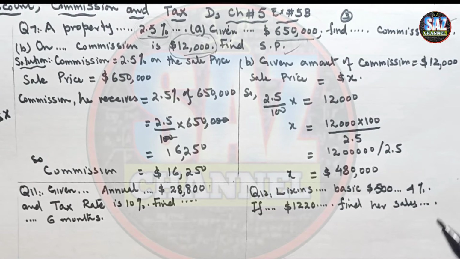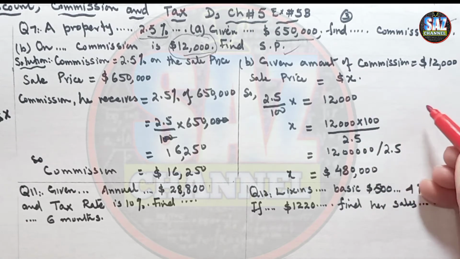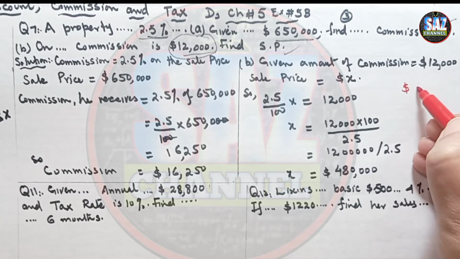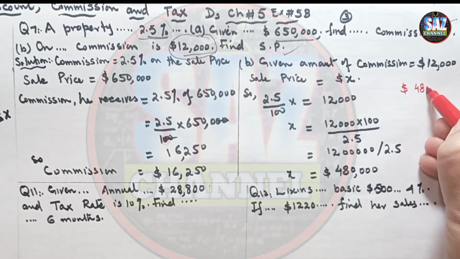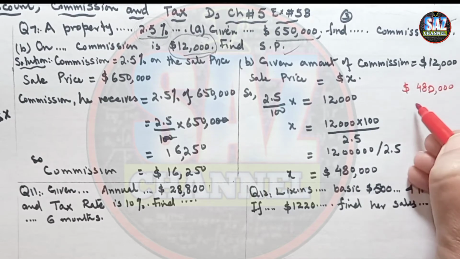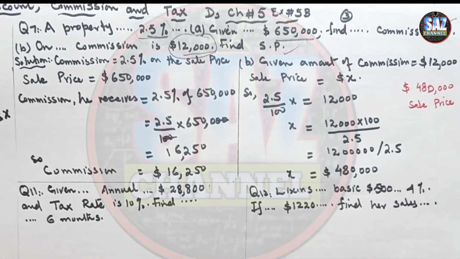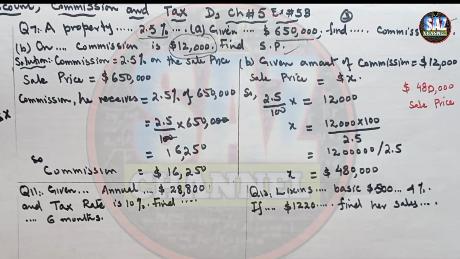So the sale price of the house for which the property agent is getting a commission of 12,000 is 480,000. I hope these questions are teaching you about different professions of life as well, and how to excel in those professions. So please, you have to have a good command of all these concepts.